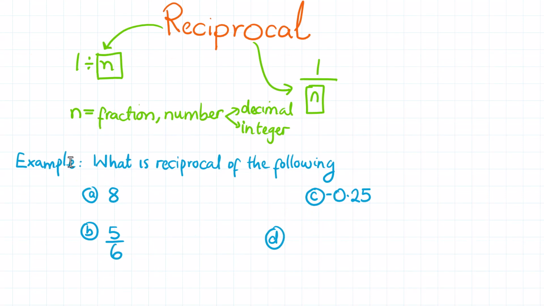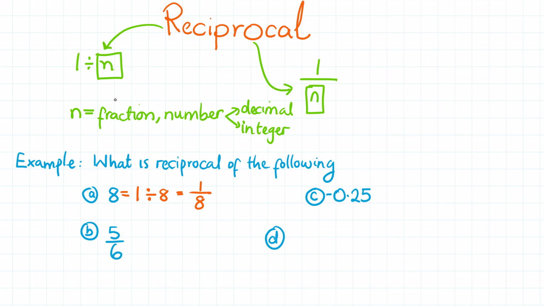Now, for example, we are asked what is the reciprocal of the following A, B, C, and D, which includes a special question that will be revealed very soon. For A, it says 8. In reciprocal form, this is equal to 1 divided by the number, which is 8. So 1 divided by 8 is the same thing as saying 1 over 8, and that is our answer for A.